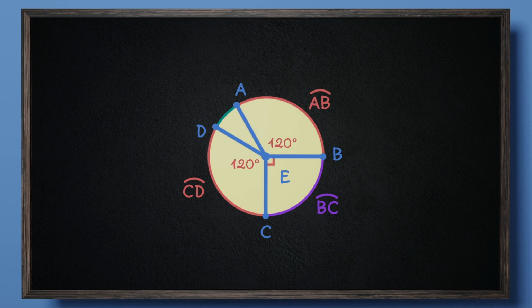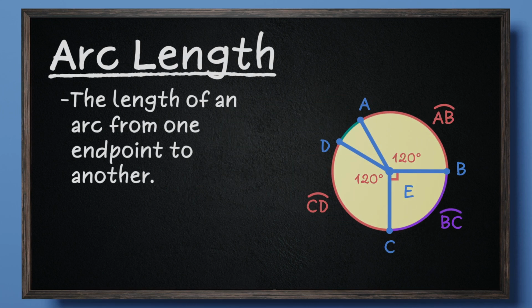So far, we have seen that arcs have measures, which can be measured in degrees. But what about the length of the arc itself? This length is aptly called arc length, and it is measured in our standard units of measurement, like centimeters or inches. The formula for the length of an arc is L equals x divided by 360 times 2 pi r, where L represents the length of the arc, x represents the measure of the central angle of the arc, and r equals the radius of the circle the arc is on.